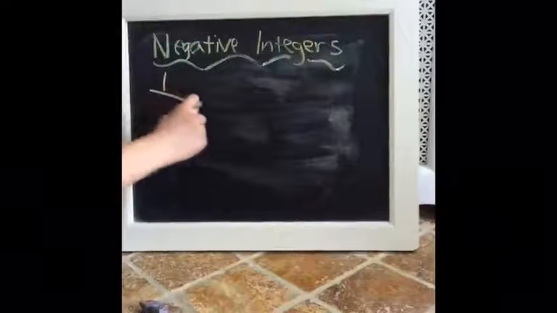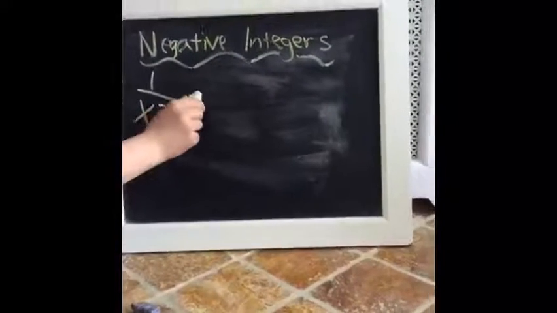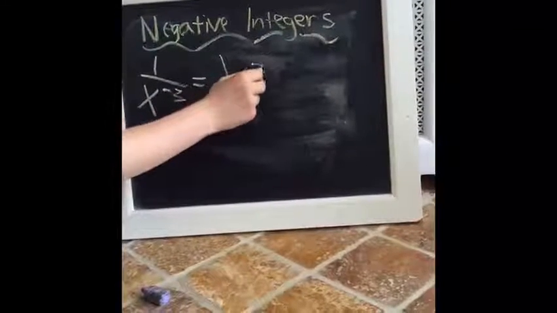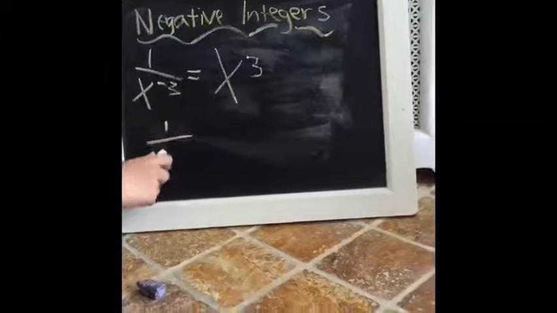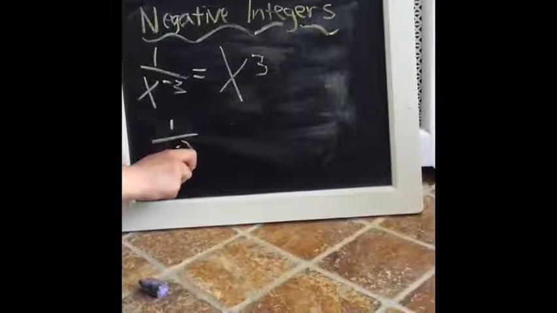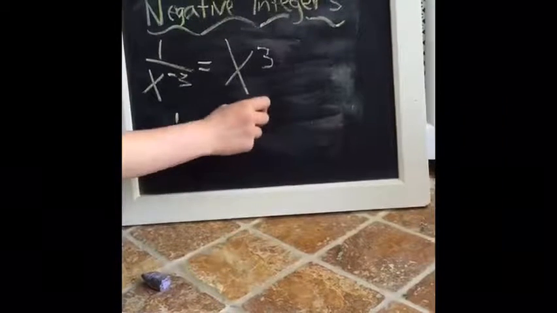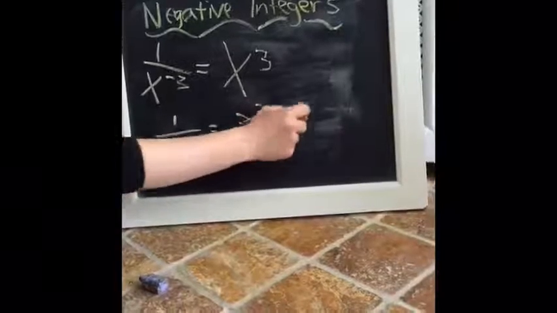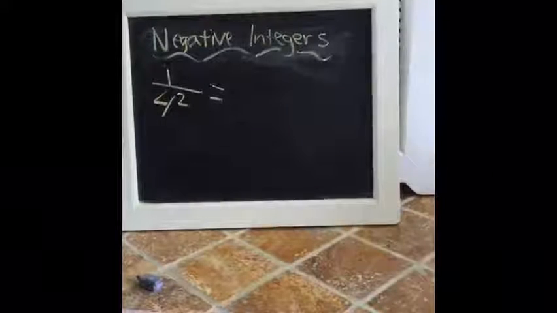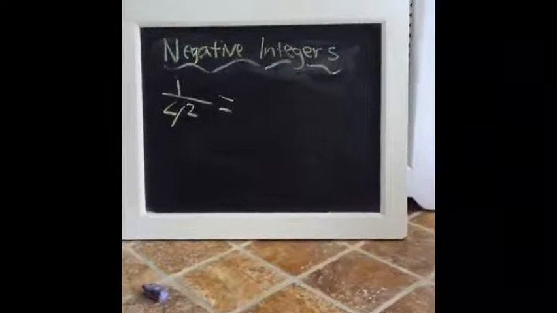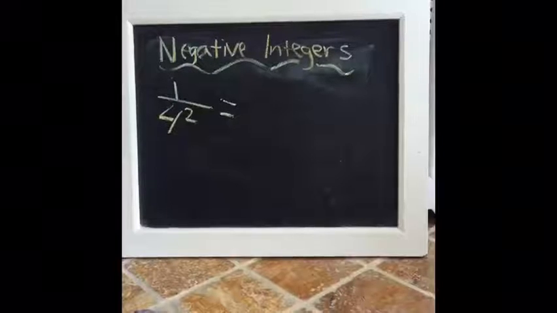Or there may be situations like this, in which case you do the same thing. So if you had 1 over x to the negative third, that would just be x to the third. And if you had 1 over 3 to the negative third, that would just be 3 to the third, which we all know would be 3 times 3 times 3. Once you flip the expression, it is as if the negative in the exponent disappears and the expression now is positive.